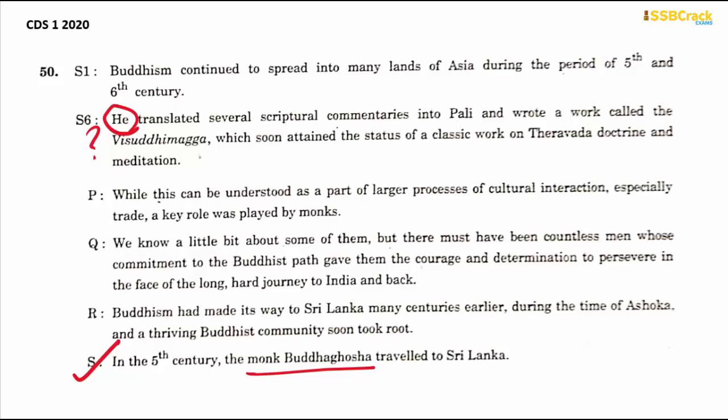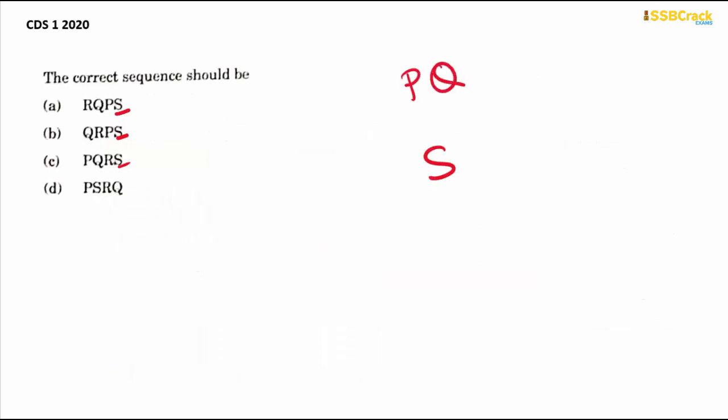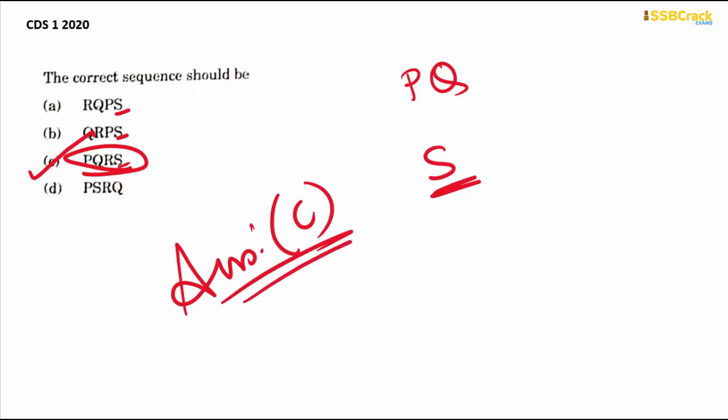You see, if you read P, while this can be understood as a part of larger processes of cultural interaction, especially trade, a key role was played by monks. And if you immediately read Q, it says we know a little bit about some of them. Here them means the monks. So now you're clear that P will be followed immediately by Q in order to be grammatically correct. So then you need to find out the combination PQ one after the other and S at the end of the combination. Let's find out. And here we are, option C, PQ one after the other, ending with S. This is the only combination, and option C is your answer.